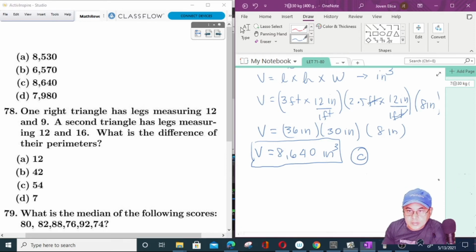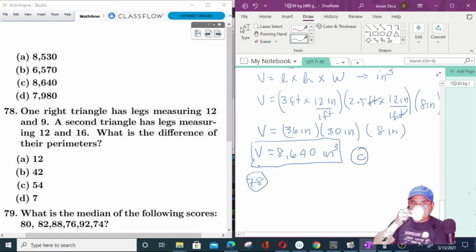Number 78. Let's move on to number 78. One right triangle has legs measuring 12 and 9, and a second triangle has legs measuring 12 and 16. What is the difference of their perimeters?